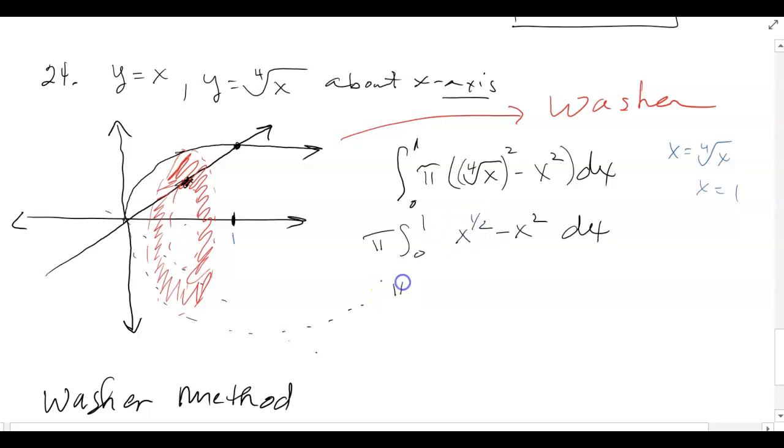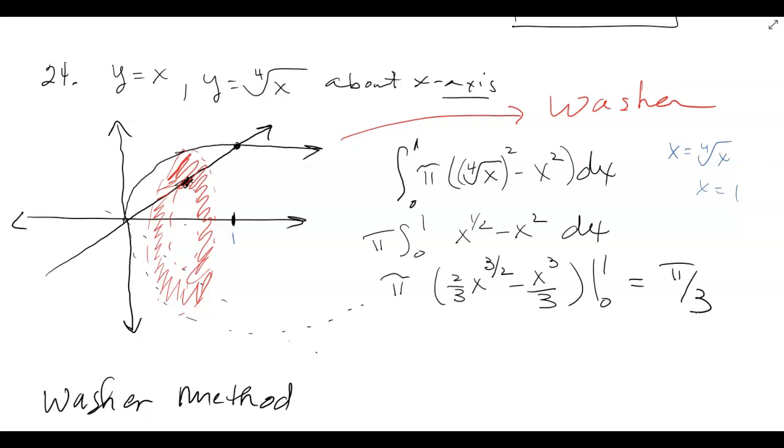Right, so now we have pi times 2/3 x to the 3/2 minus x to the 3rd over 3. I'll let you play around and do all that fun math, and your answer should come out to pi over 3. Okay? So this should give you a nice little start to volumes by slicing, using your disc or washer. What the picture looks like is what determines whether you're using a disc or a washer. Clearly, if you have this hole, you have to use your washer method.